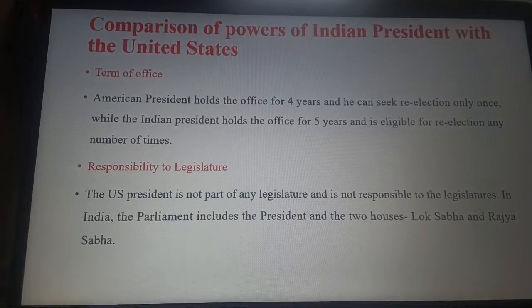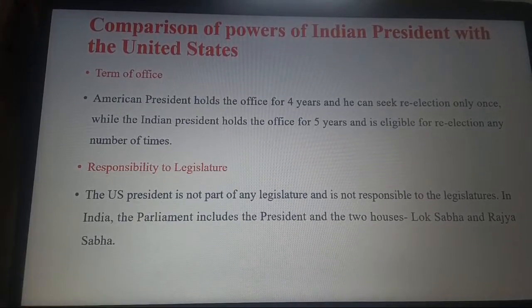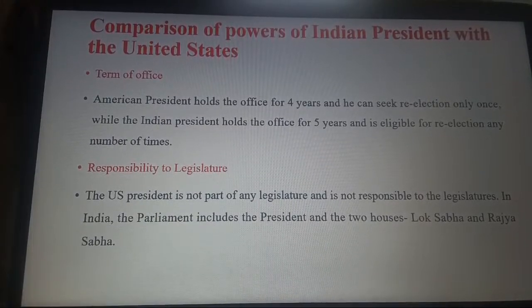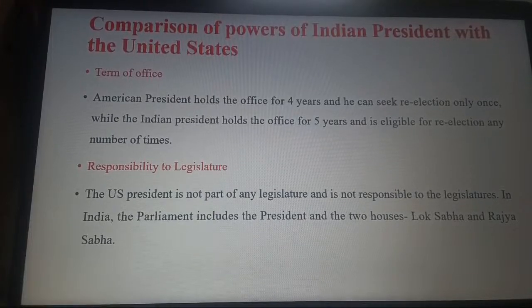Term of office. The American president holds the office for 4 years and can seek re-election only once, while the Indian president holds the office for 5 years and is eligible for re-election any number of times. Responsibility to legislature: the US president is not part of any legislature and is not responsible to the legislature. In India, the parliament includes the president and the two houses, Lok Sabha and Rajya Sabha.